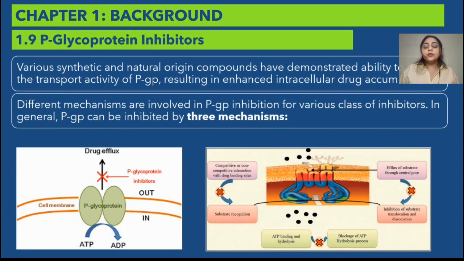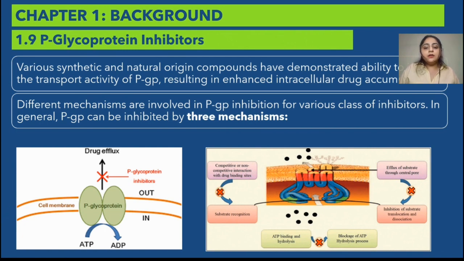So we are clear with what PGP is. And as I told, if we want to increase the bioavailability, we need to stop that action. So how can we do it? By providing some inhibitors which will inhibit the pump. As we can see in the first diagram, where we are blocking is when the drug is effluxed out of the membrane; that side can be blocked by PGP inhibitors.